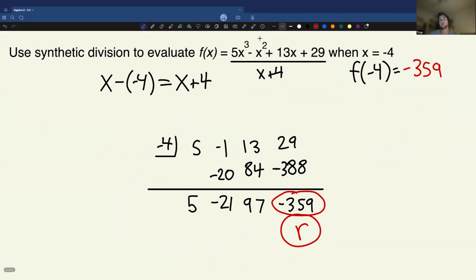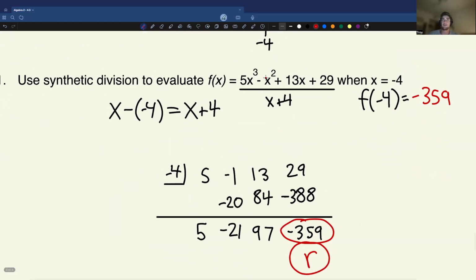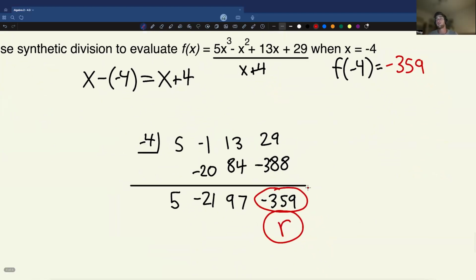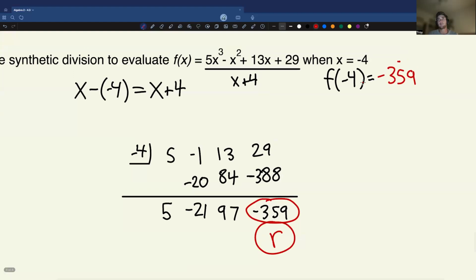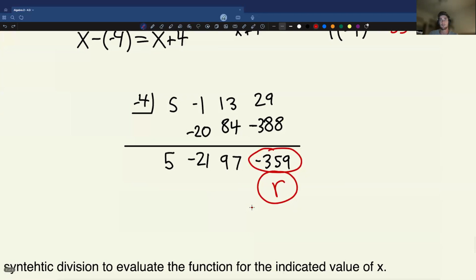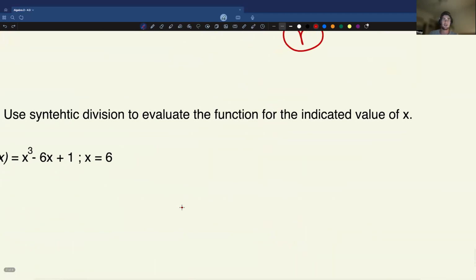Especially in this one, we could verify by plugging in -4 to all these x values, but that's going to be tedious, especially once you do -4 cubed and all that. You can see the answer is -359. So clearly there's a lot of math involved if you want to use the exponents. Here, we found a way to evaluate this without really needing to use exponents. We just use synthetic division. So pretty cool. Let's finish it off on one more.